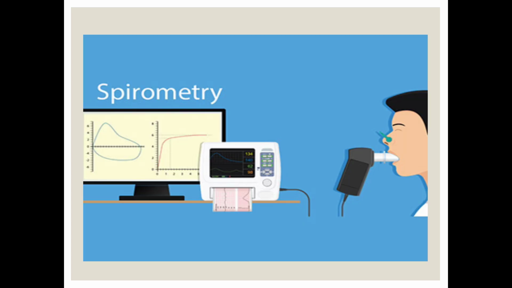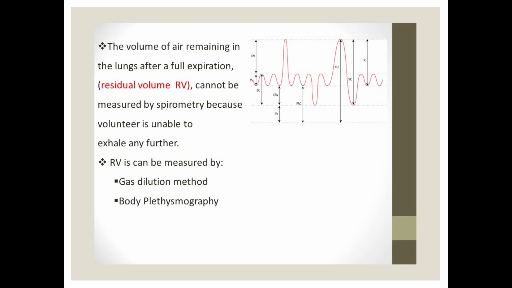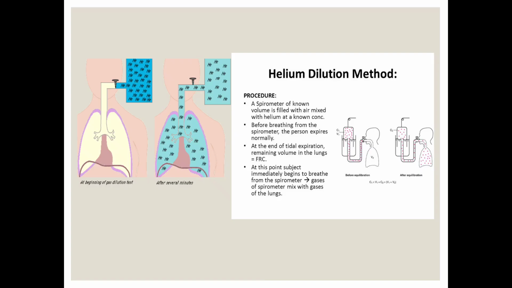Electronic spirometry is now available everywhere, where we do the lung function test and get these lung volumes and capacities. Now residual volume can be measured by the gas dilution method. Here we will discuss specially the helium dilution method, and it can also be measured by body plethysmography. In the helium dilution technique, a spirometer of known volume is filled with air mixed with helium at a known concentration.